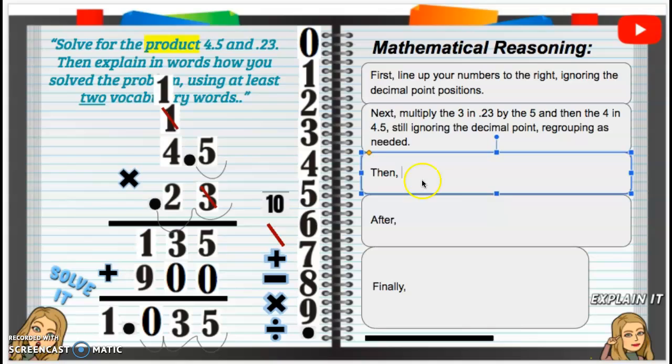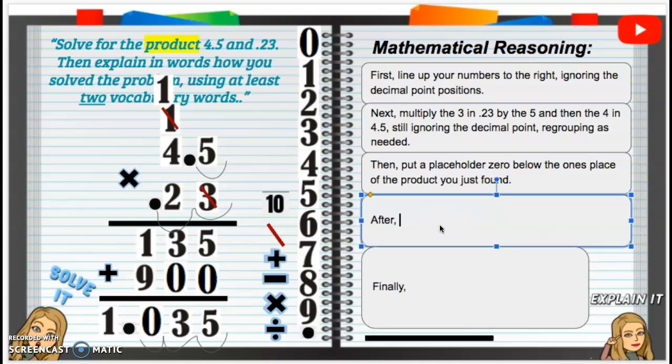All right, then, well, what did we do after we multiplied through? Well, we put our placeholder of 0, right? So then, put a placeholder 0 below the ones place of the products you just found.